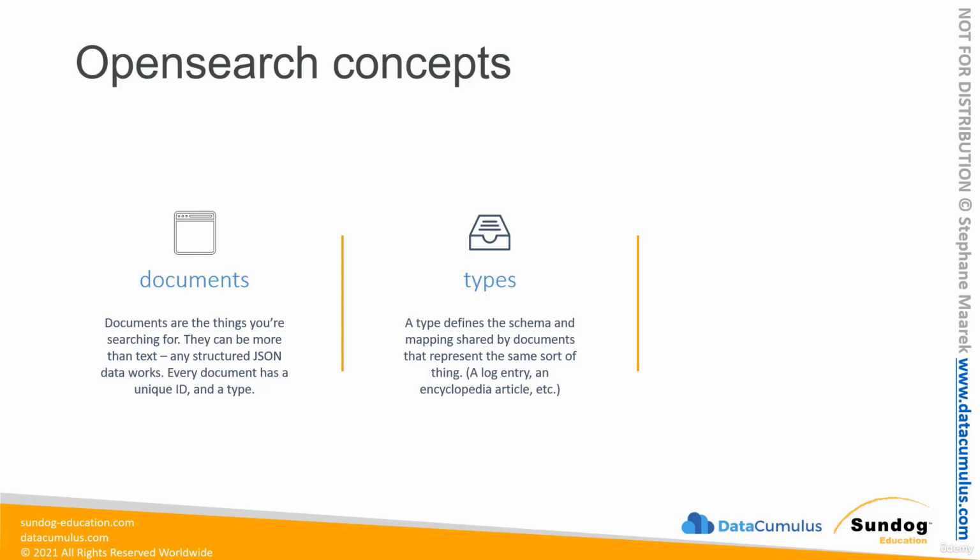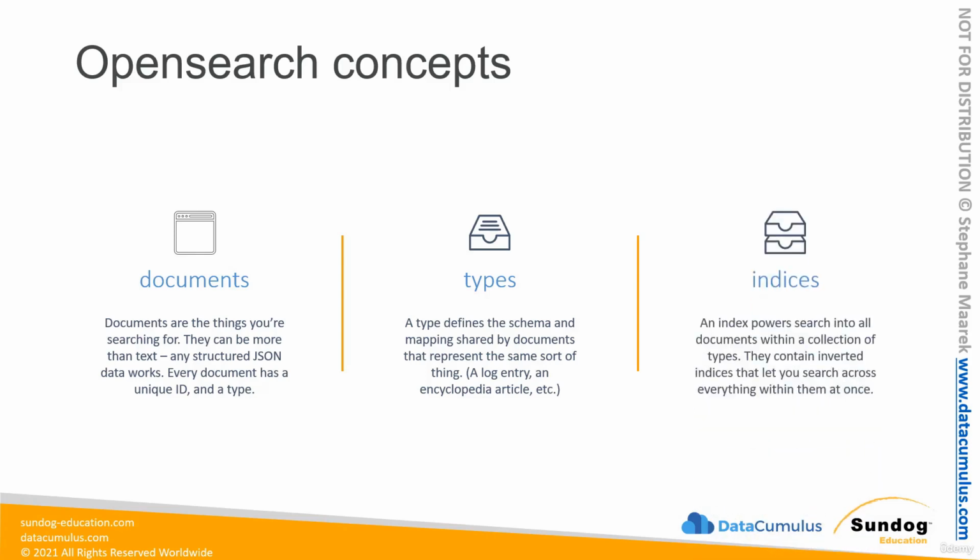However, types are going away, and we're moving to just one type per index right now. And in later Elasticsearch releases and presumably later OpenSearch releases, they're going to be eliminated entirely. In fact, already on the new UI for OpenSearch, you'll see that the type field is grayed out because they don't even want you thinking about types anymore. So today we talk more about indices than types. An index would power search into all documents within a collection of types. An index also contains an inverted index that lets you search across everything within that index all at once.